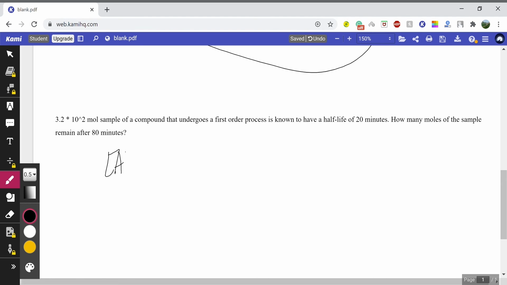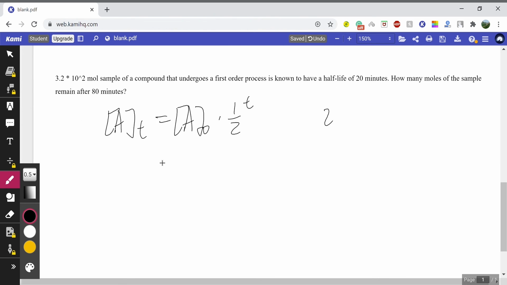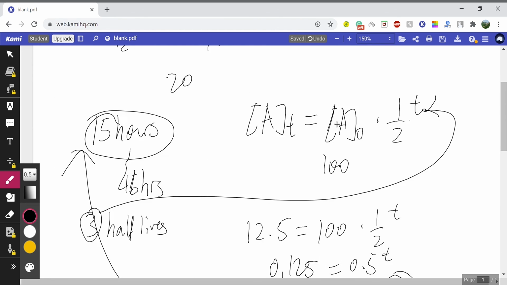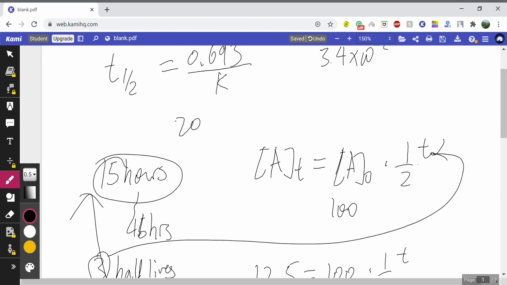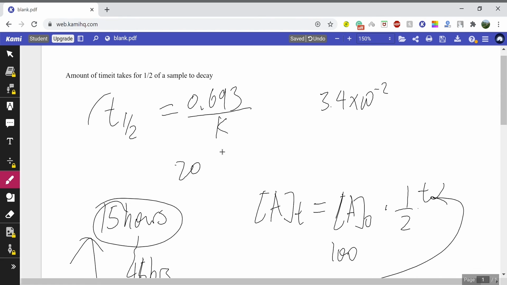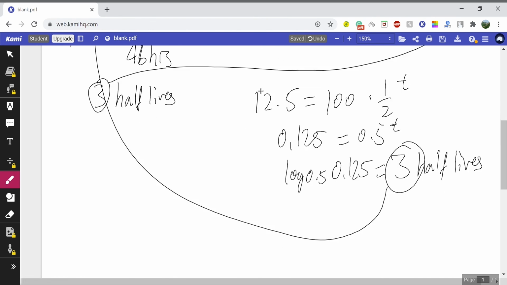Okay, so we have a practice question here, and let's see what we're given. First, we write the formula down. Concentration of A at a certain time is equal to the initial concentration times 1/2 to the number of half-lives. And I said you're given a half-life of 20 minutes. If you're not given the half-life, then you're going to have to use this formula to solve for the half-life: 0.693 divided by rate constant.